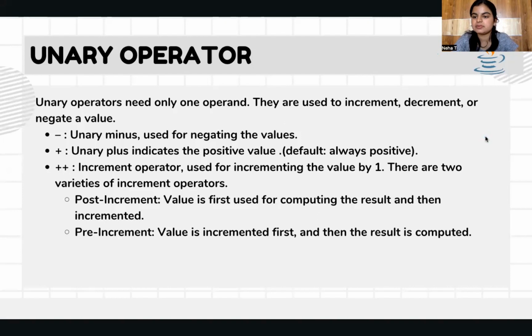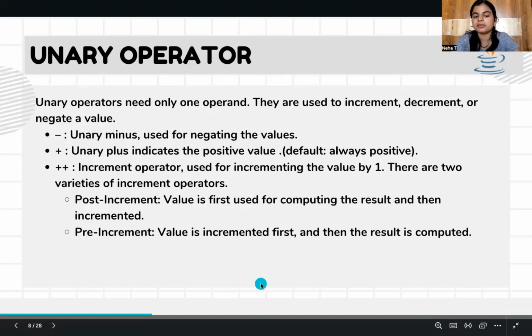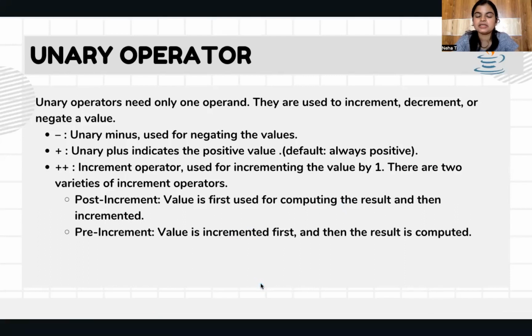Plus plus and minus minus are the increment and decrement operators. In increment we have post increment and pre increment. The increment operator is used for incrementing the value by 1. So if you write i plus plus, it takes i plus 1. That is incrementing by 1.